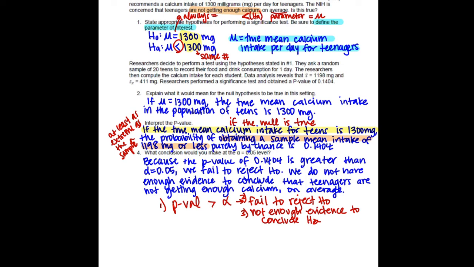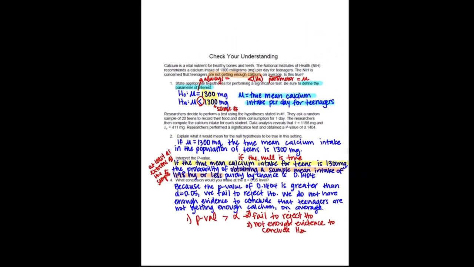It's really important that we say fail to reject and not accept, because I don't have evidence that the null is true. Our sample mean was 1198. That is less than 1300. I don't have evidence that the null is true. I just don't have enough evidence that the alternative is true. So hopefully that makes sense.